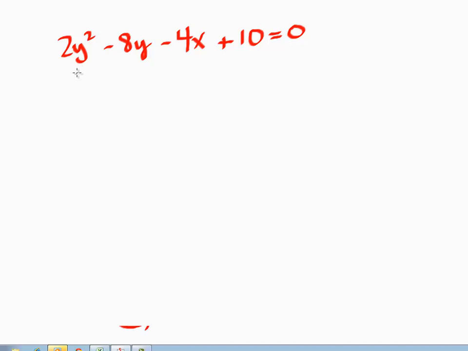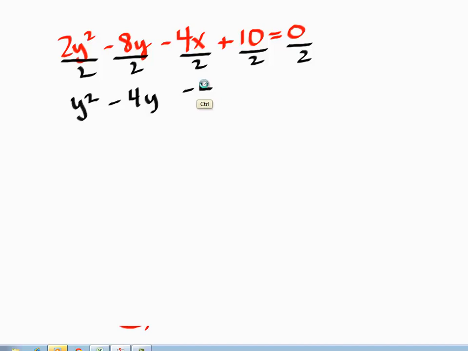In order to get into nice form, I'm going to go ahead and complete the square. So what I'm going to do right now is, before I do everything, you can kind of see that everything is a multiple of 2. So we're going to divide everything by 2 just to simplify it. So I'll end up with y squared minus 4y minus 2x plus 5 is equal to 0.